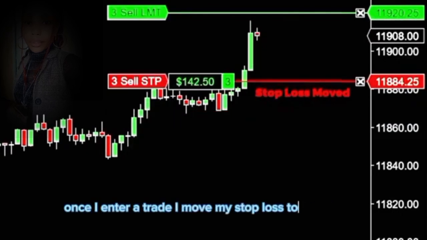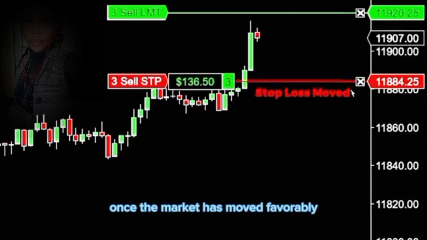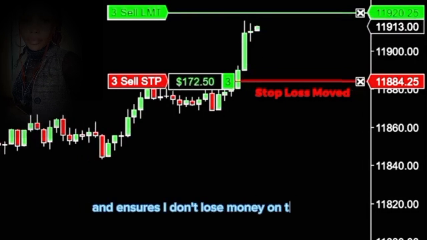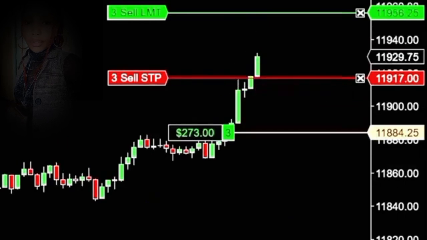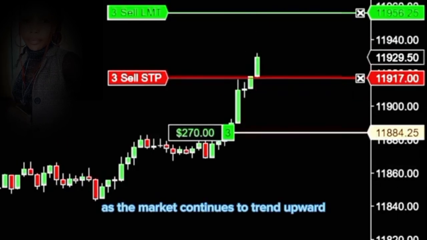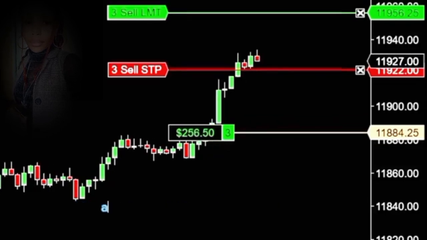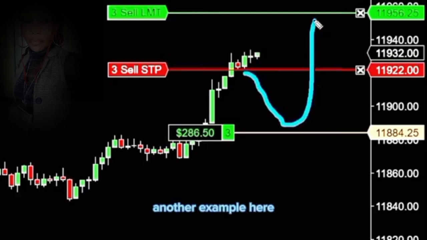Once I enter a trade, I move my stop loss to break even once the market has moved favorably to a certain extent. This reduces risk and ensures I don't lose money on the trade if the market reverses unexpectedly. As the market continues to trend upward, I trail my stop loss aggressively to lock in profits, avoiding the risk of a significant pullback. Another example here.